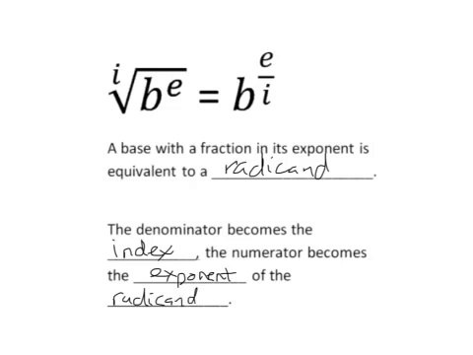So if we look at our example here, b raised to the e over I, e becomes the exponent of the radicand, or the big number underneath. Your denominator becomes your index. It's your root. It tells you how many of the same number you're looking for.